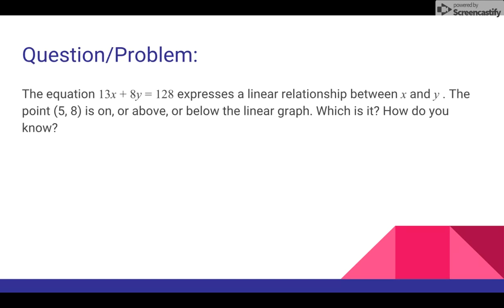The problem for equation 297 is: the equation 13x plus 8y equals 128 expresses a linear relationship between x and y. The point (5, 8) is on, above, or below the linear graph. Which is it, and how do you know?